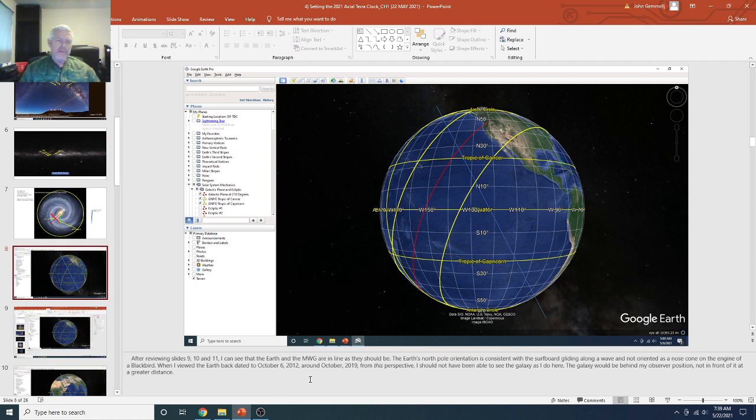After reviewing slides 9, 10, and 11, I can see that the Earth and the MOG are in line as they should be. Okay, so things are turning out pretty good for us there. The Earth's North Pole orientation is consistent with the surfboard gliding along a wave and not oriented as a nose cone of the engine of a Blackbird. That really fancy, beautiful aircraft that we built is so awesome. I love that bird. Anyway, its engine's going to go like this, right? From your point of view, they're going in toward the nose cone of the aircraft.